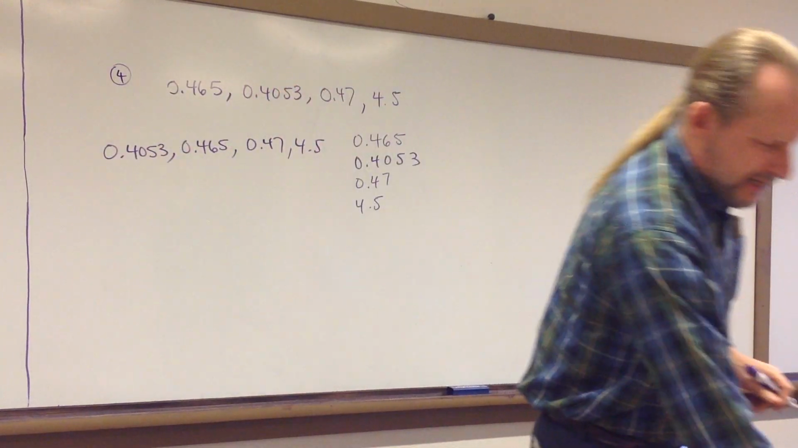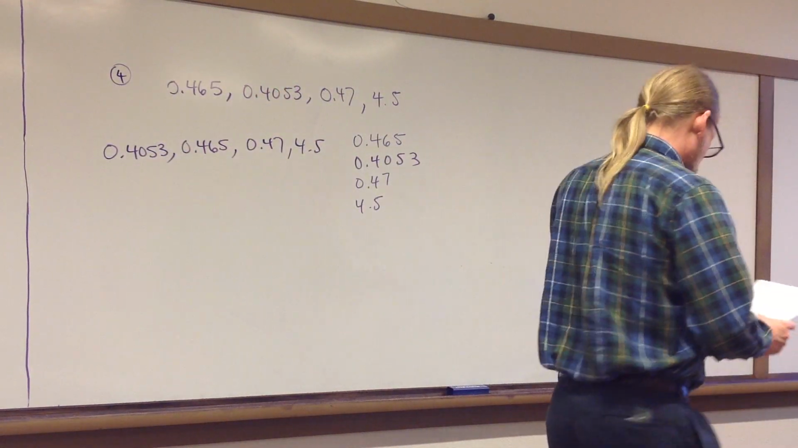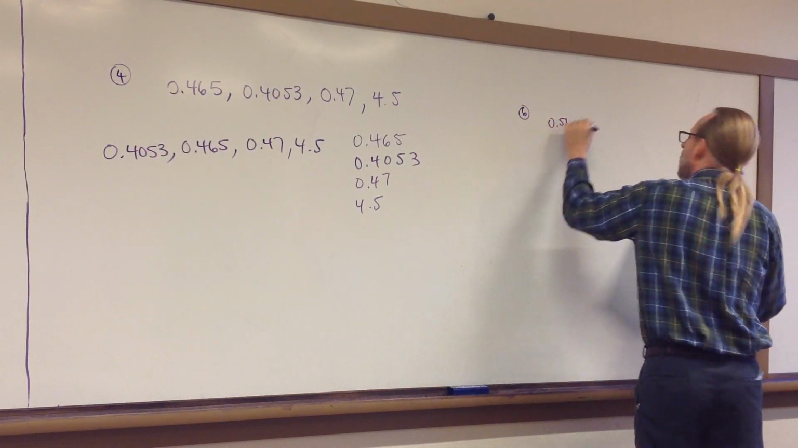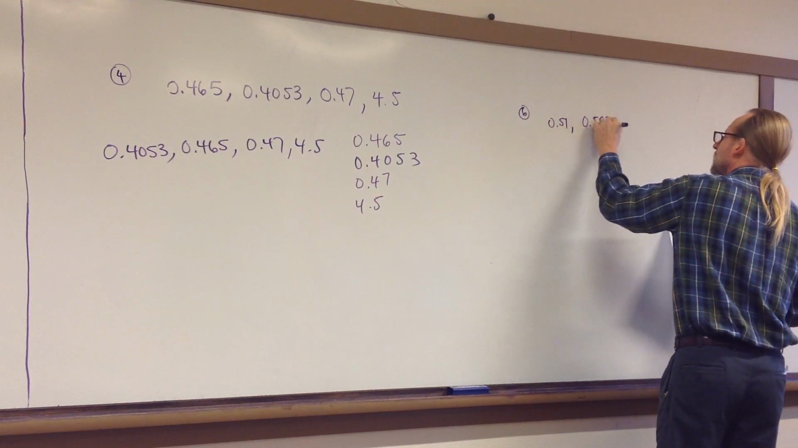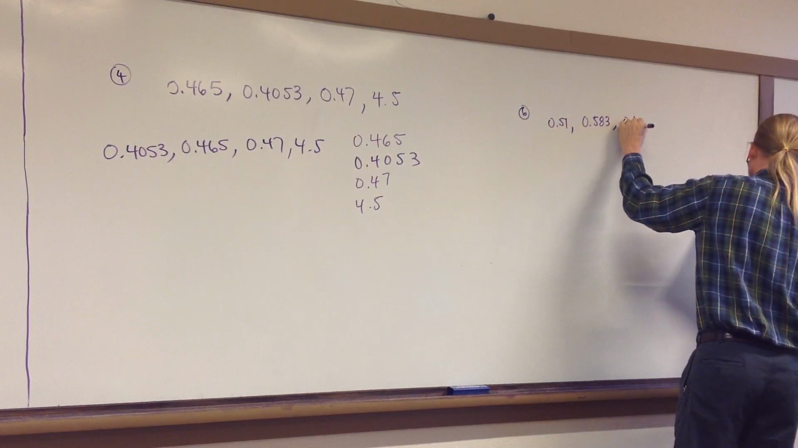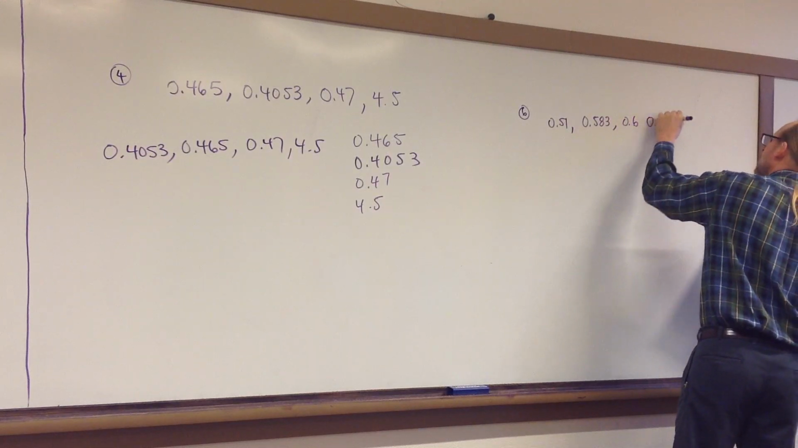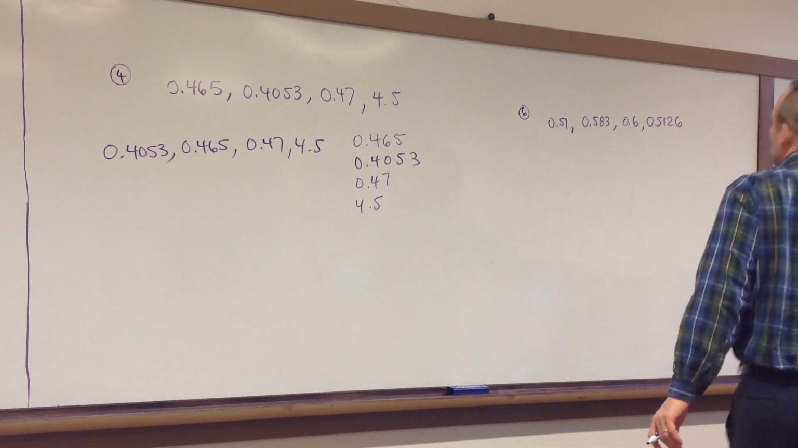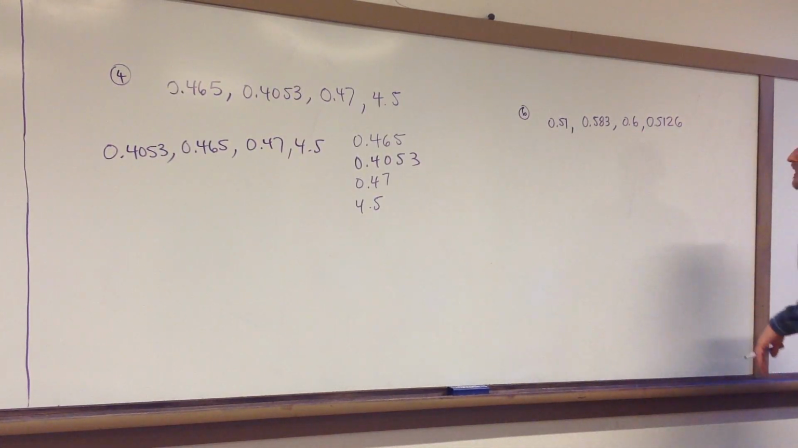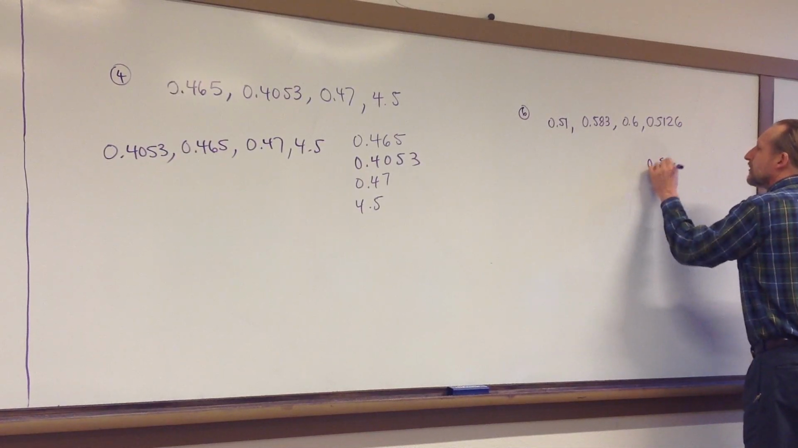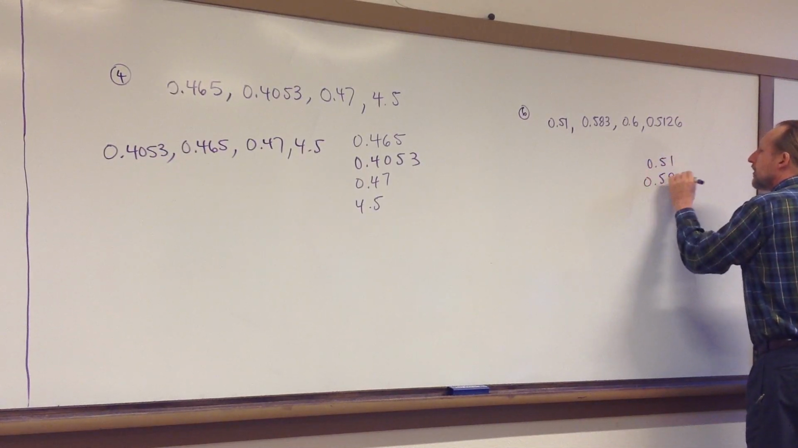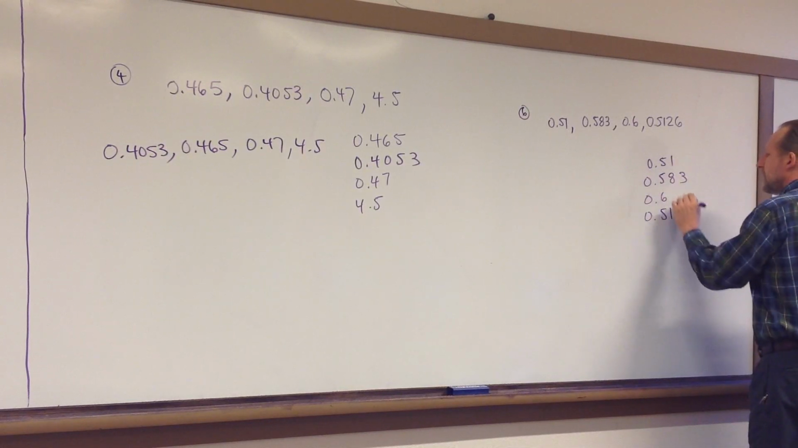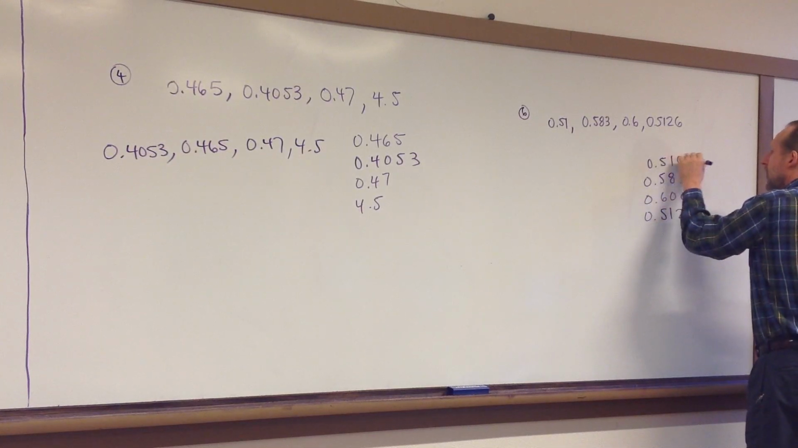Let's look at a couple more here. Problem 6, we've got 0.51, 0.583, 0.6, and 0.5126. So again, this one might look small because there's only one digit there, but this is in fact the biggest number in this group. And if we write them out with the decimal points lined up, then that will be easier to see. We'll put the zeros in here.